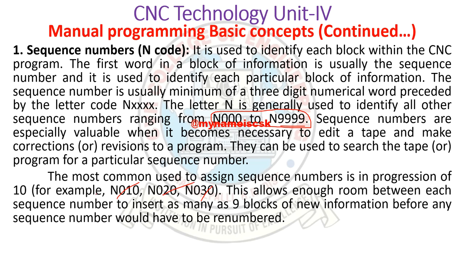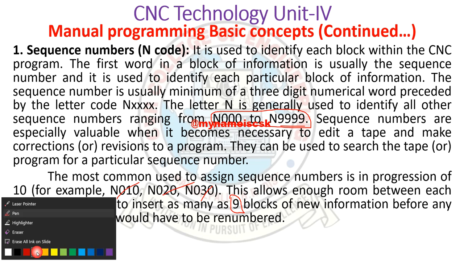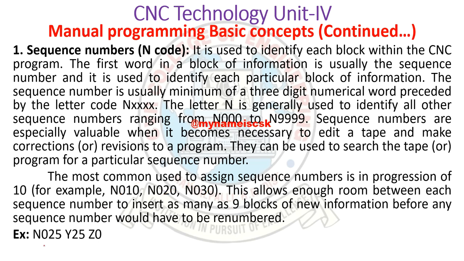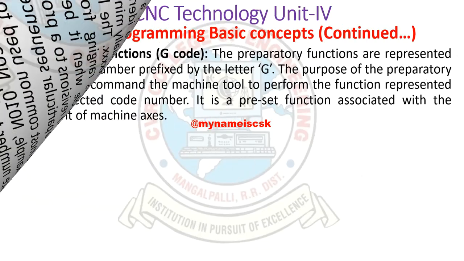Why do we write like this? So that if we have made any mistake, we can insert new lines inside. Suppose I missed something, then I can write N10, N15, N20, N30. If I miss any line of code between N10 and N20, I can move forward by using this. So for example N025, Y25, and Z0.